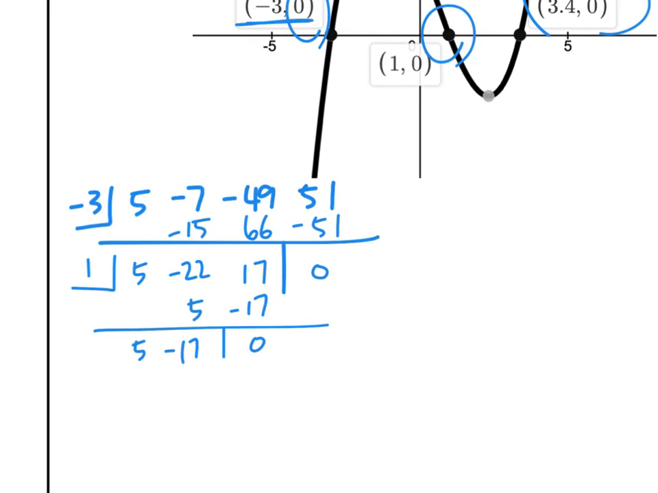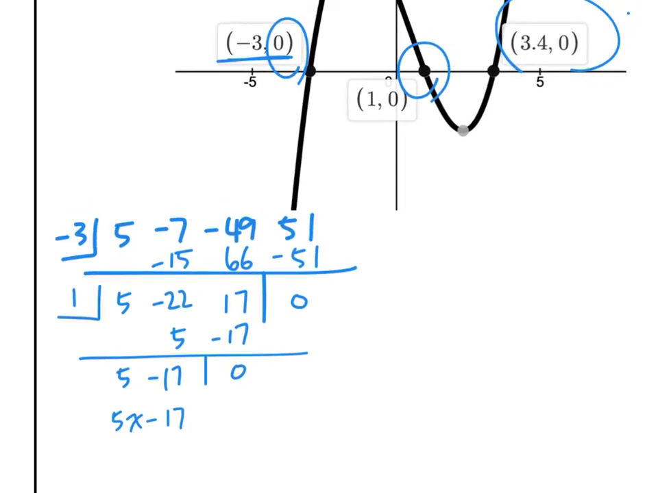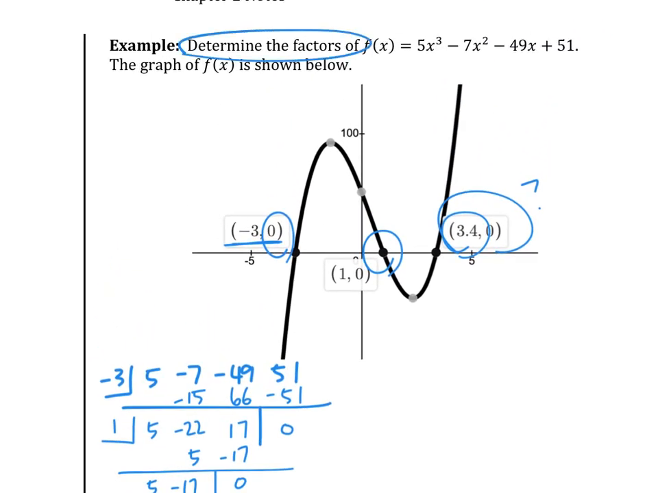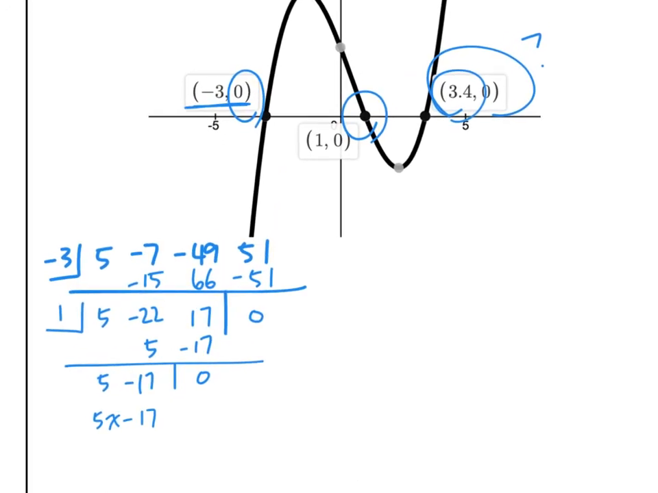Reconstruct the quotient as a polynomial. 5x minus 17. 5x minus 17 is my last factor, so that means the 0 is going to be 17 over 5, which I wouldn't have been able to figure out if I just didn't do this synthetic division. So then the question says, determine the factors. So sometimes you have to look at the words a little closely. They want the factors. So I know that the factors have to do with the zeros. So if x is equal to k, then the factor is x minus k.